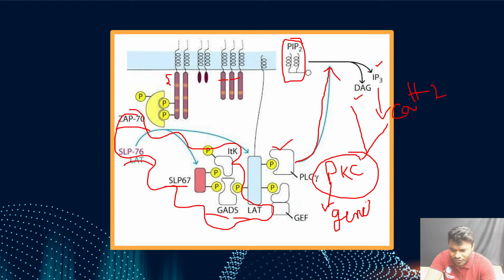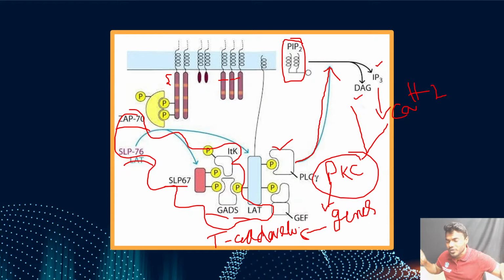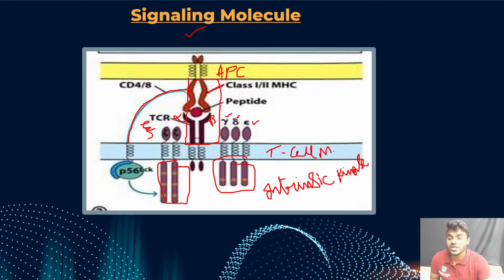Listen to my statements very carefully. This particular PKC is going to activate many genes. What kind of genes can be activated by the PKC? The genes which are involved in T cell development. This is why the process of signaling has occurred. Such a simple step it is. Don't confuse and don't make it complicated.